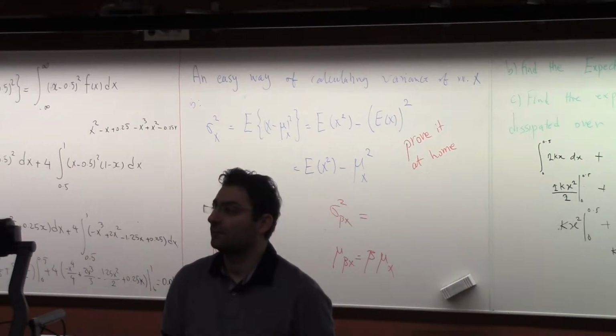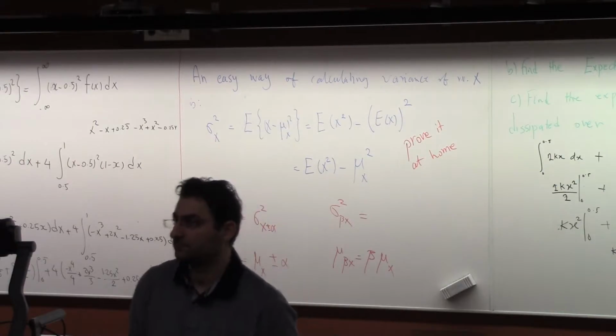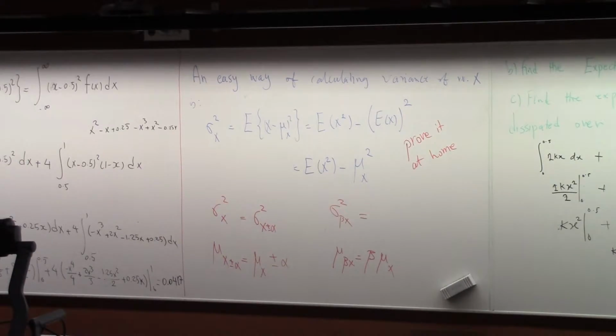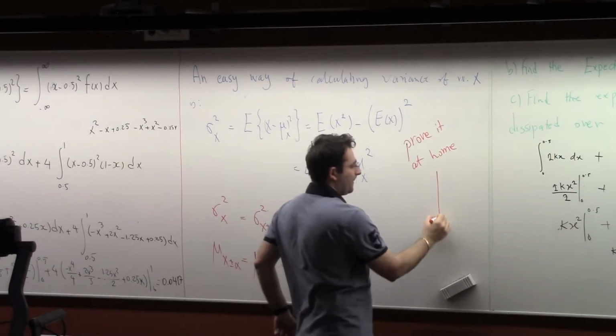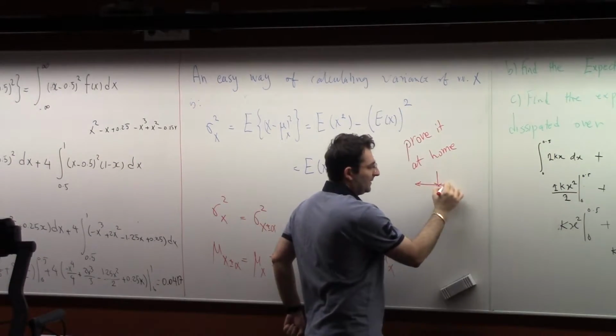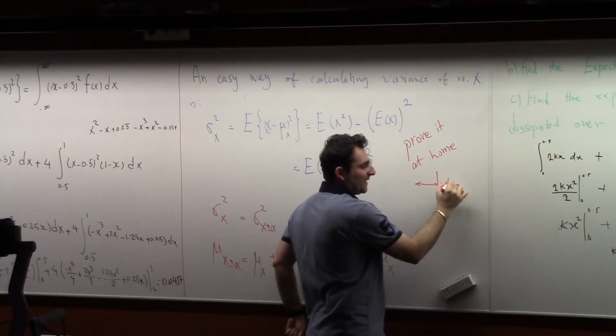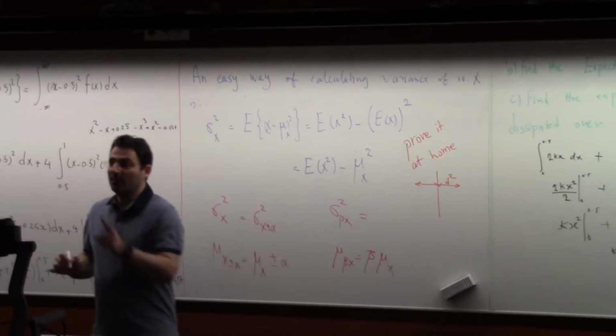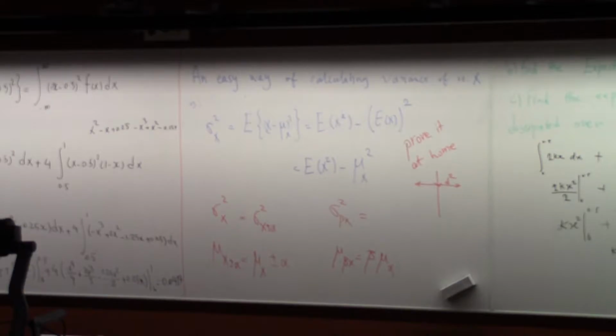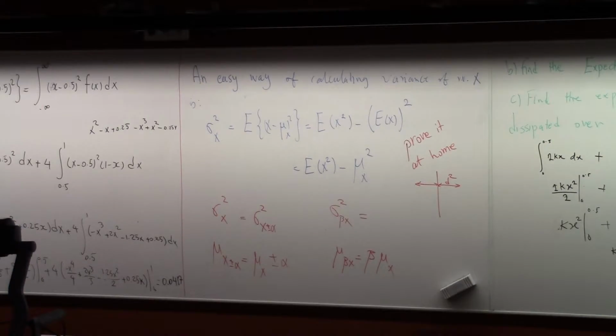Or is it 4? It's 4, because it is this distance squared. When it was 1, 1 squared is 1. But when it's 2, it's now 4. So can you generalize and say that if I am multiplying by beta, what will happen to variance? Beta squared.